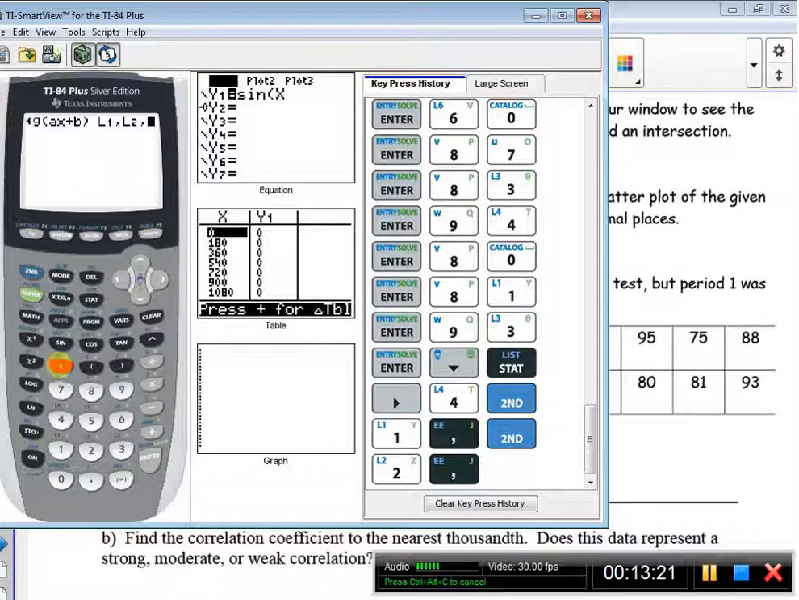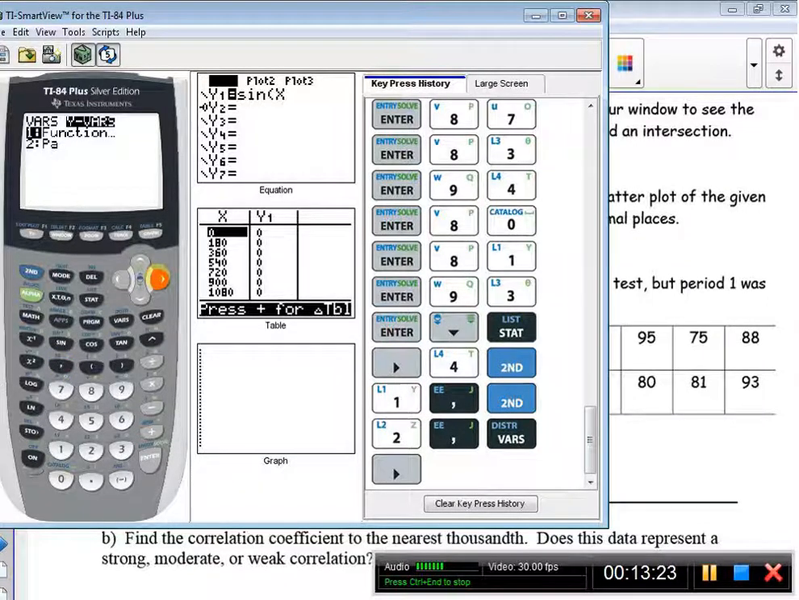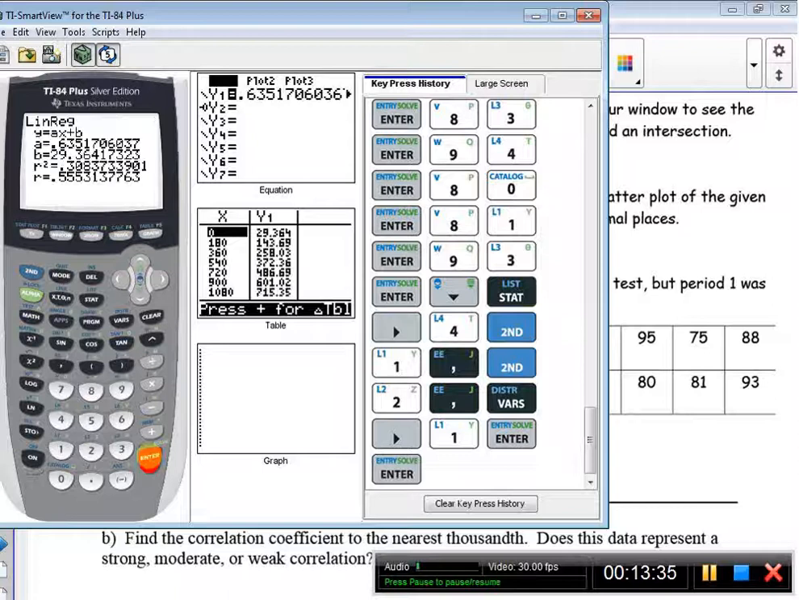Then we're going to go to vars, y vars, choice 1 function, and y1. So what we're telling it is we want to store the regression equation in y1. And then we hit enter. So this is the equation of our line.